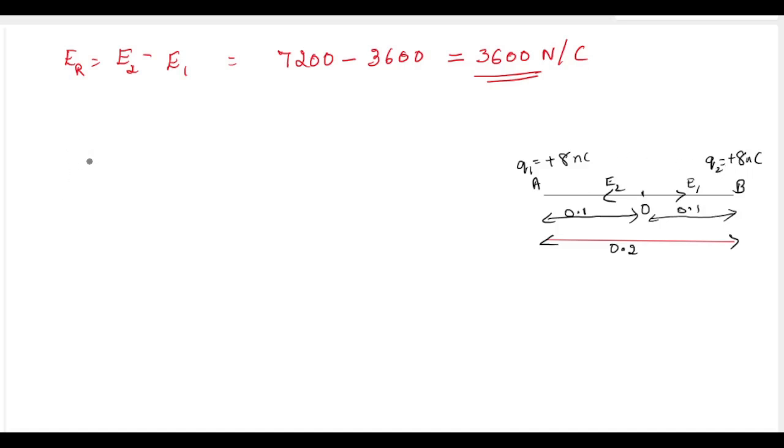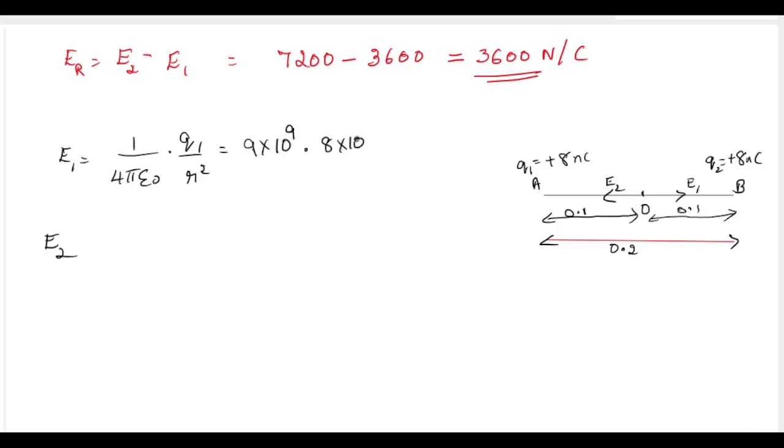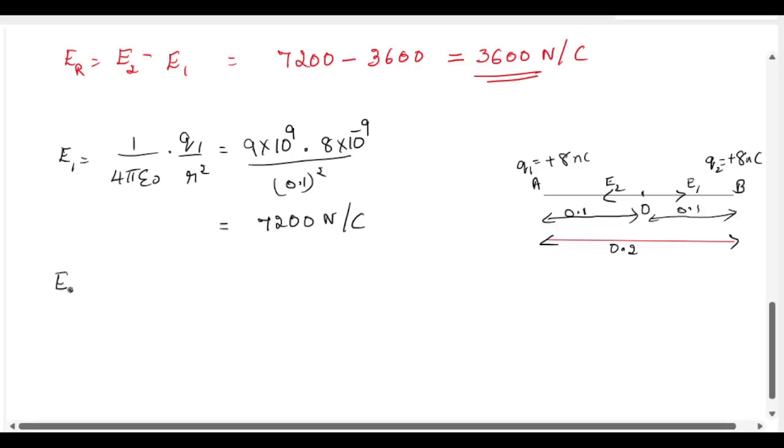So your E1 and E2 will be equal, that is E1 equals 1 by 4 pi epsilon naught into Q1 by R square, which is equal to 9 into 10 to the power of 9 into 8 into 10 to the power of minus 9 divided by 0.1 the whole square. So the answer we get is 7200 Newton per Coulomb.